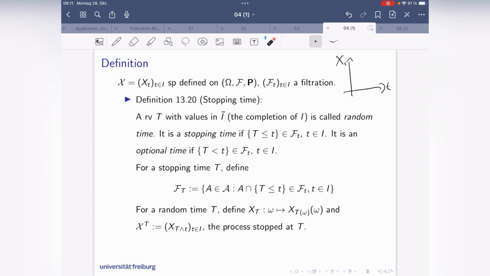Every stopping time T defines a sigma algebra, which is the following. That's the set of A with the property that A intersected with {T ≤ t} is in Ft. So A together with the stopping time having occurred by time t can be decided with information up to time t. And here's something which will keep us busy also for today and the next time: the stopped process. So I evaluate X at time T, so at the stopping time.